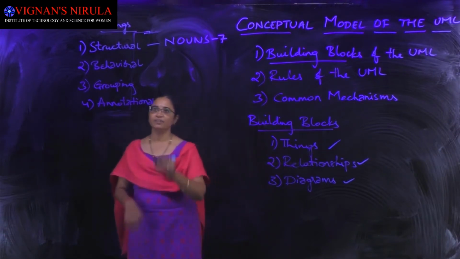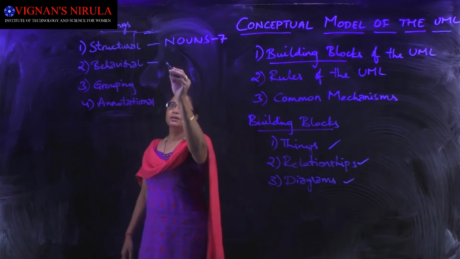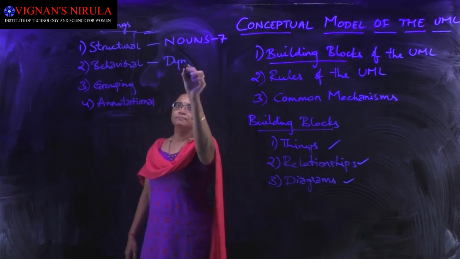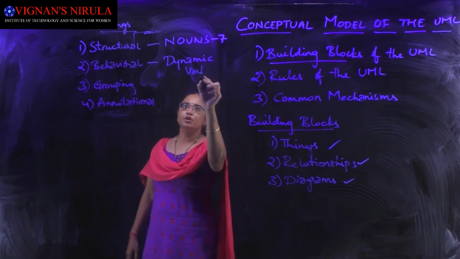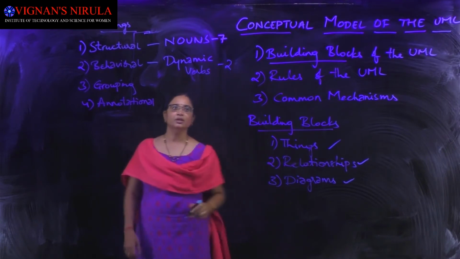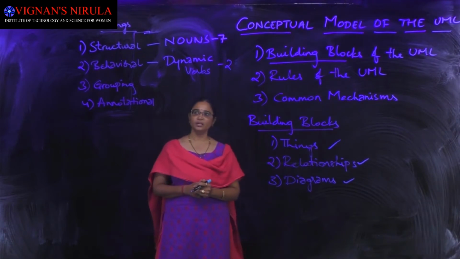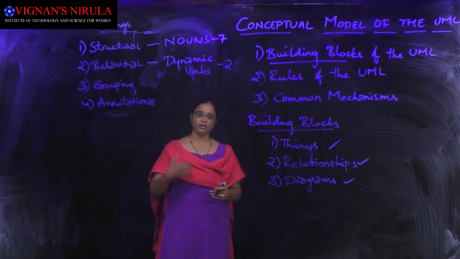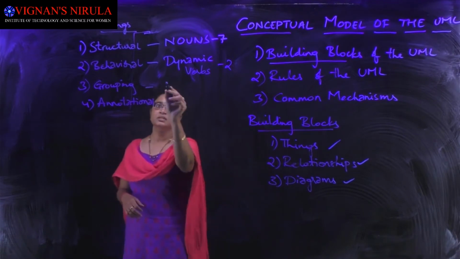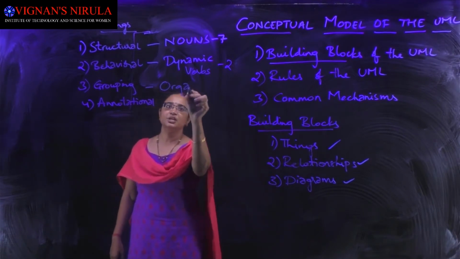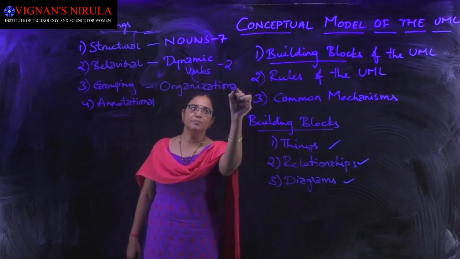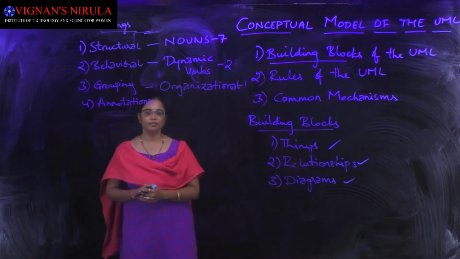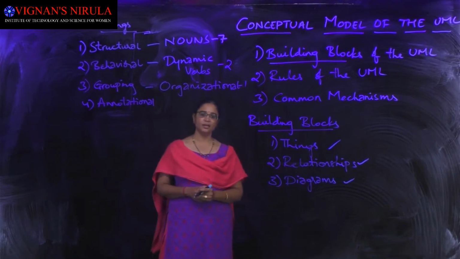Coming to the behavioral things, these are the dynamic parts of the UML. These are the verbs of the UML. Here we are having two elements in the behavioral things. They are states and the interaction. Coming to the grouping things. These are the organizational parts of the UML. Here we are having only one element, that is nothing but a package.